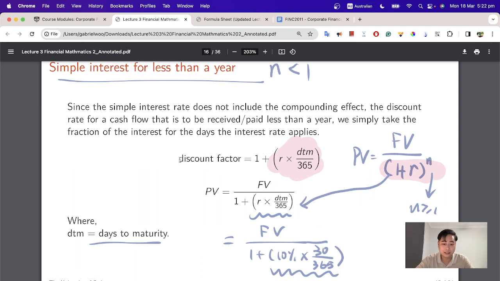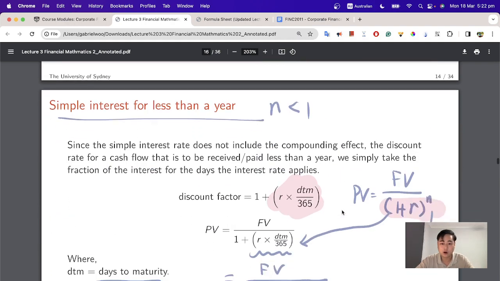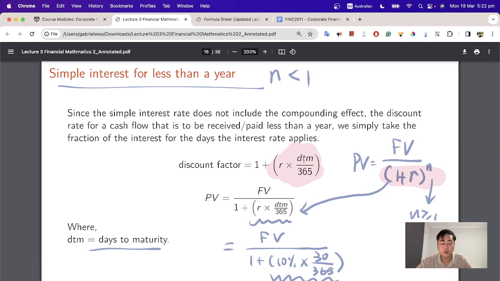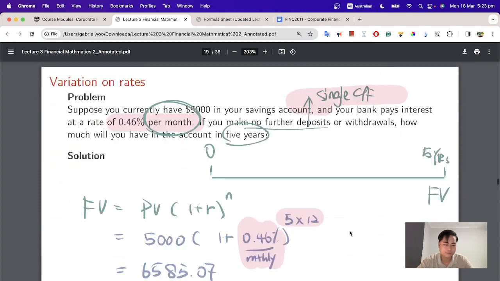Well, we take the discount factor, which is 1 plus R times how many days within the year you were investing, how many days within the year you were compounding, over how many days of the year there are. Okay, so if you are only half of the time, then we do 1 over 2, because that's only half of the time that you are earning the interest. Once again, if you are only doing 1 out of 12 months, then you do 1 over 12. If you're doing 4 out of 12 months, then you do 4 over 12. Simple as that.